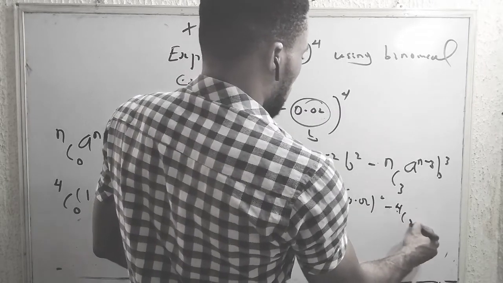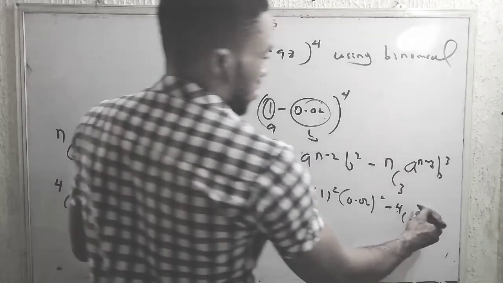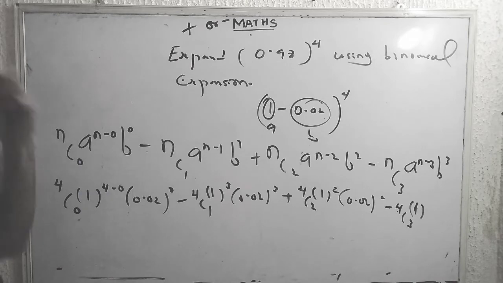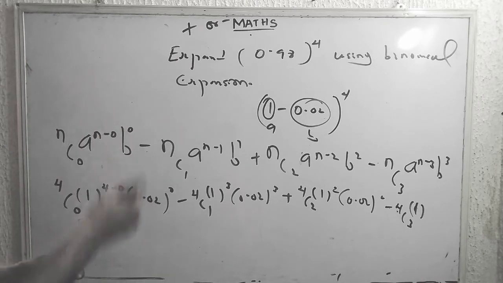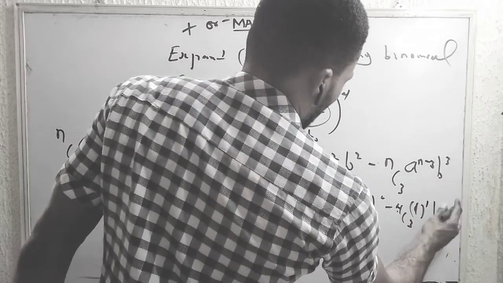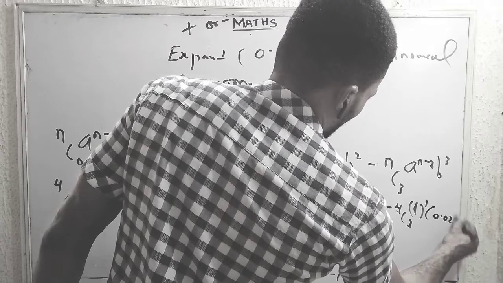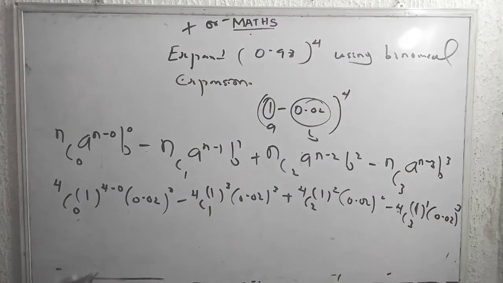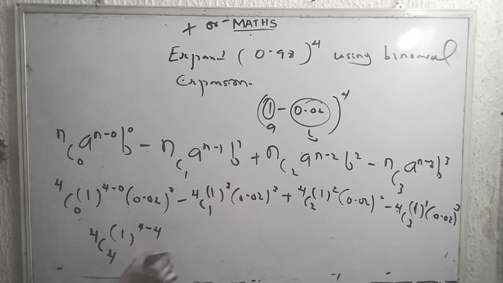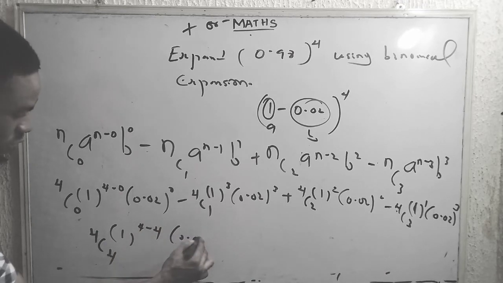I have 4 combination 3, then I have A to be 1, that will be power 1, B raised to the power 3, which is 0.02 raised to the power 3. So the last term which I did not write is going to be 4 combination 4. I have 1 raised to the power 4 minus 4, B, which is 0.02 raised to the power 4.